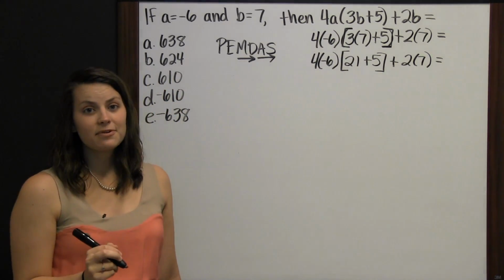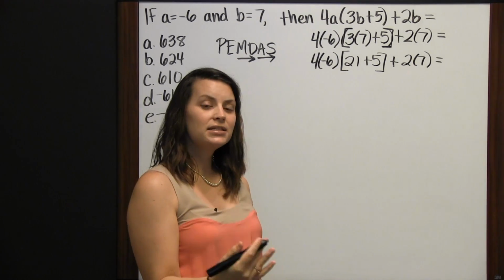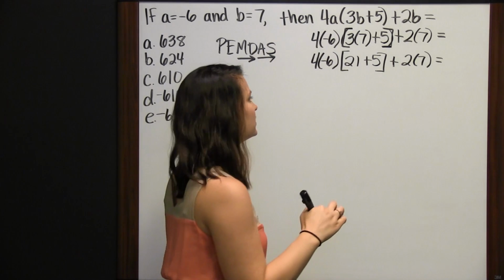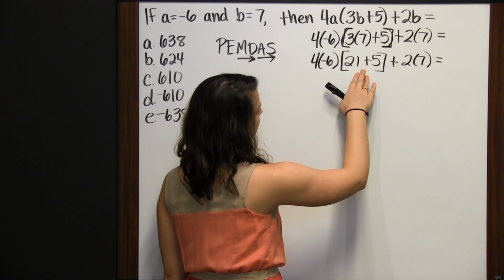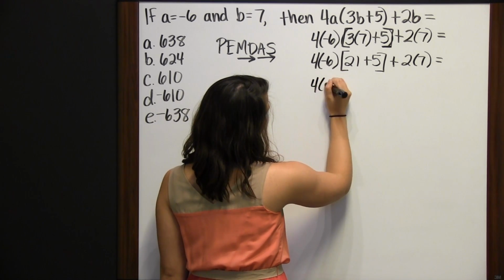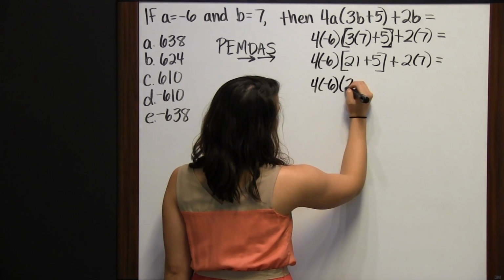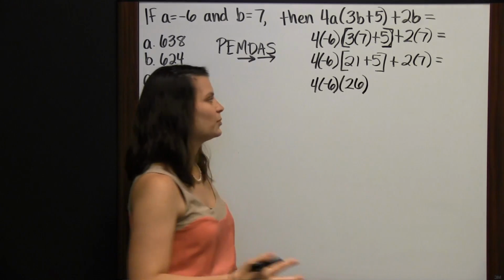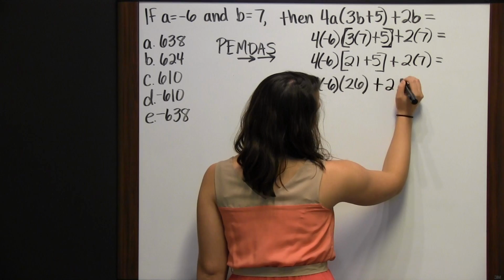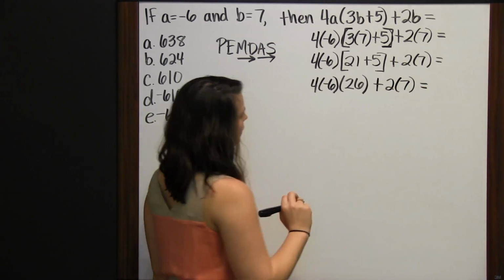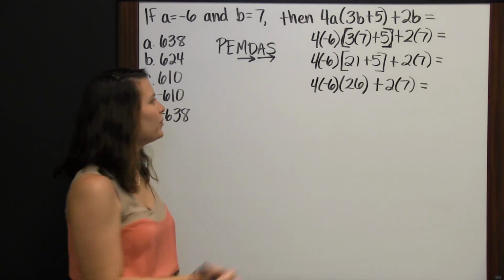We haven't finished simplifying inside our parentheses or grouping symbols. So we must continue simplifying inside our grouping symbols until we're done. So that means the next thing I'm going to do is simplify 21 plus 5. So I have 4 times negative 6 times the quantity 26. And I can now just use parentheses again because I'm just multiplying times another number, plus 2 times 7.